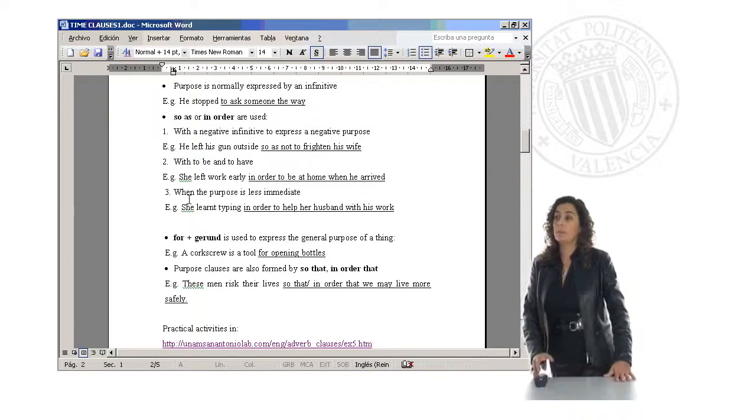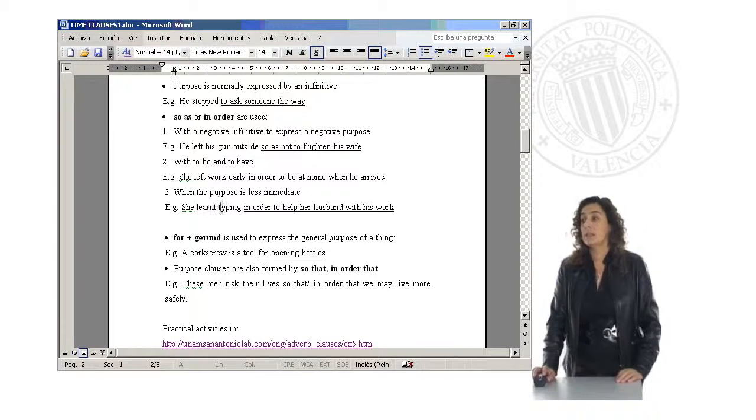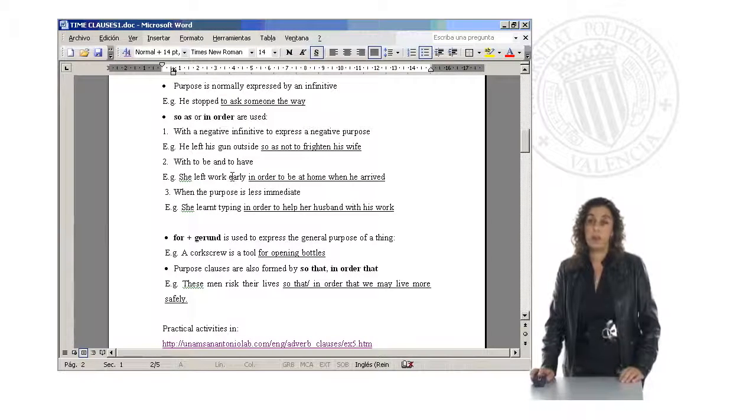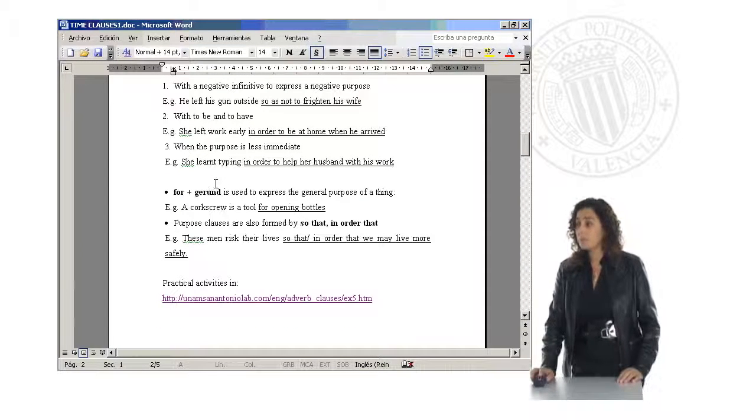And when the purpose is less immediate, we say, she learned typing in order to help her husband with his work, etc. They all express purpose, the reason why we are doing something. As in the previous clauses, they are used to join two sentences, one explaining the purpose of the other.